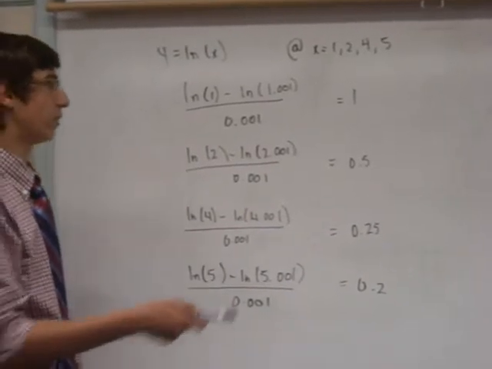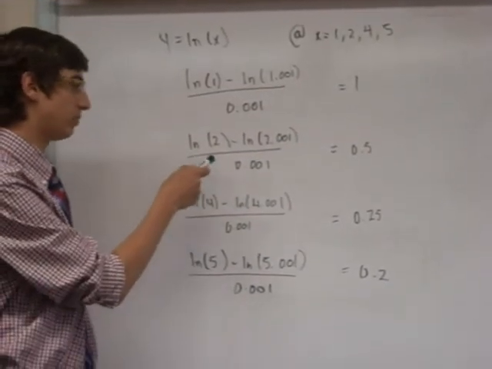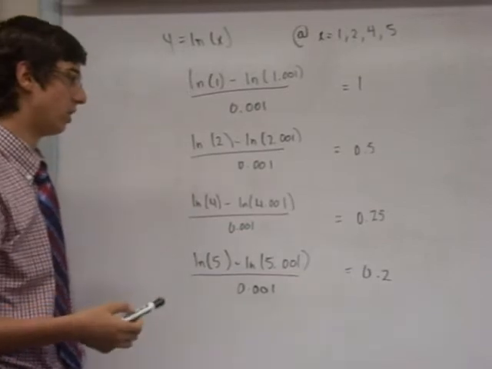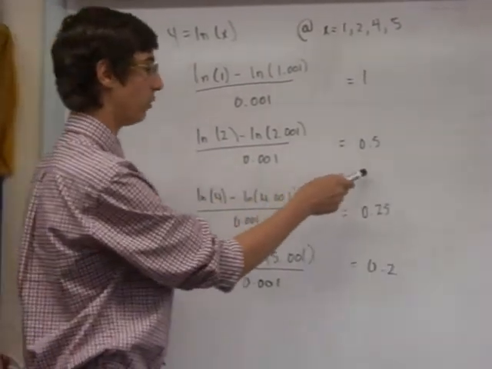So now if we're looking for x equals 2, we can plug in again log natural of 2.001 minus log natural of 2, all over 0.001. And if we solve this out, we get 0.5.